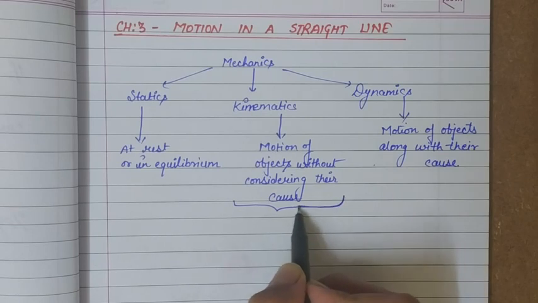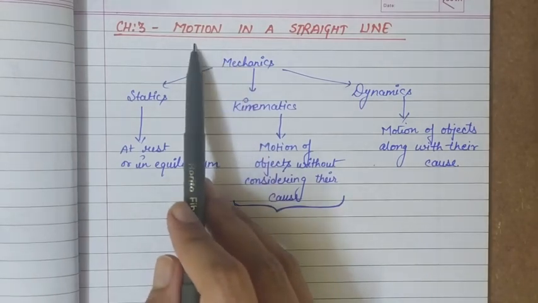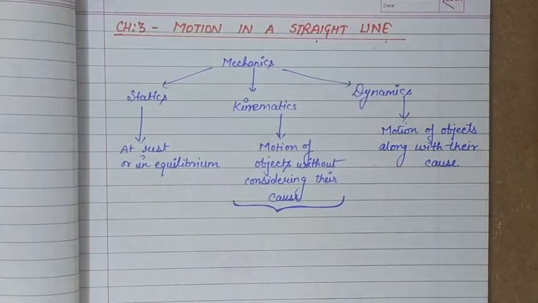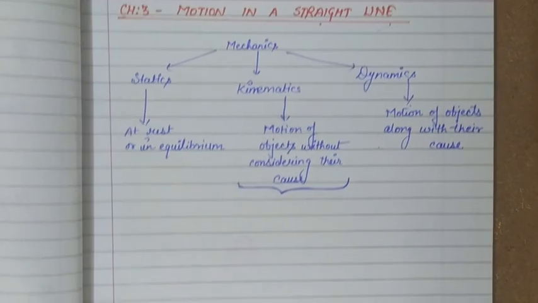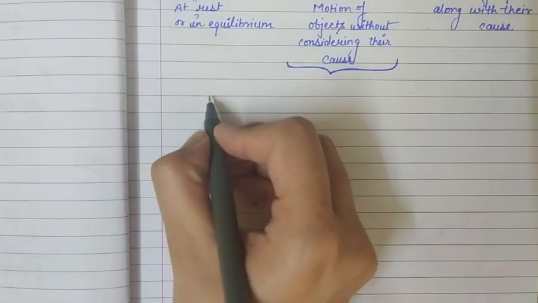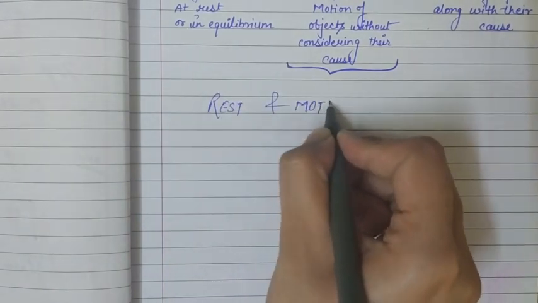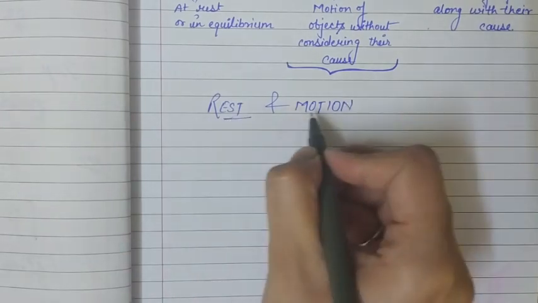Motion in a straight line is a chapter that comes under the category of kinematics, meaning we will be studying the motion in a straight line of objects without considering their cause. Since we are going to deal with motion, the first term that we should know is what is motion. And when we are talking about motion, to talk about rest is equally significant. So the first thing that we are going to study is rest and motion, what we mean by rest and motion of an object.